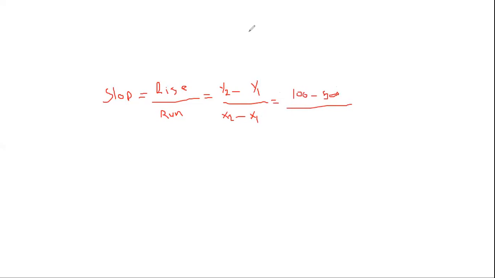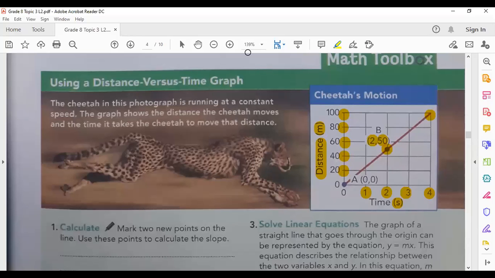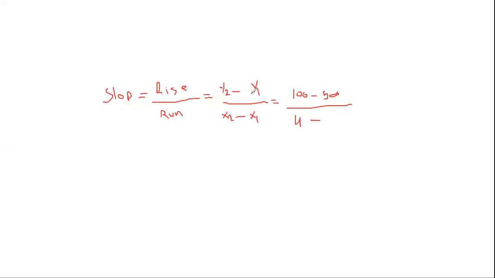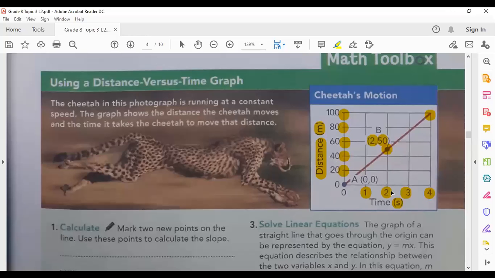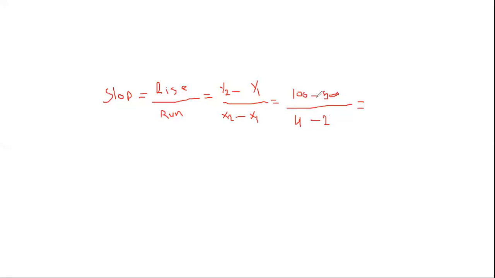What is x2 when y is 100? It is 4. So it is 4 minus x1. What is x1 when y1 is 50? It is 2. So it is 4 minus 2. Now, 100 minus 50 is 50, over 2, which is equal to 25. This is the slope, and in this graph, it is the average speed. So the average speed is 25 meters per second. By calculating the slope, we calculate the average speed.